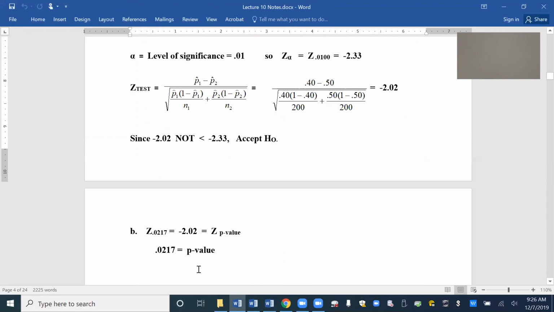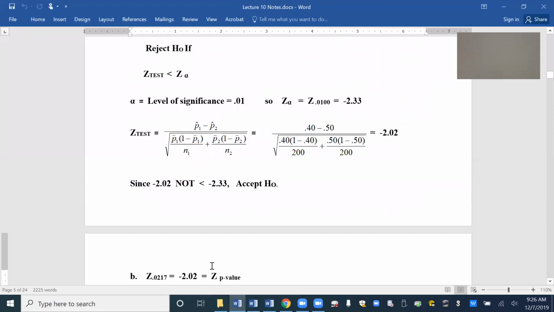There's a 0.0217 chance that this program is not effective, and so there's a 0.9783 chance it is. So we're pretty close to 99. We don't have to increase the sample size much to get over that hump.